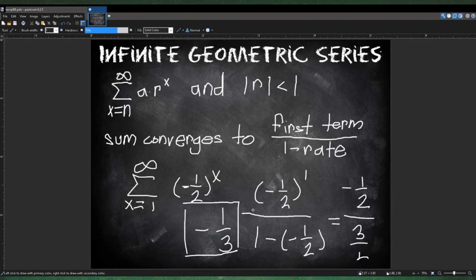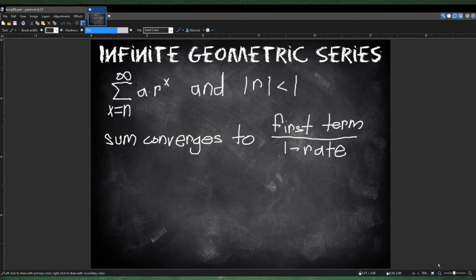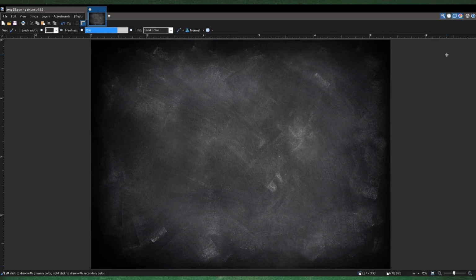So it's basically just that simple. All you need to do is make sure that the equation is a geometric sequence, and the absolute value of the ratio has to be less than 1. Or you could just say that the ratio has to be between negative 1 and 1. And that's basically it for the infinite geometric series. Okay, now let's move on to the next convergence test. This is the integral test.